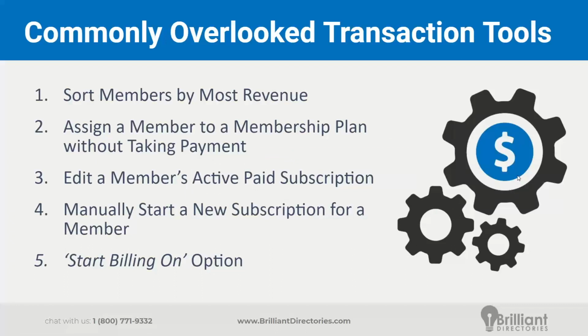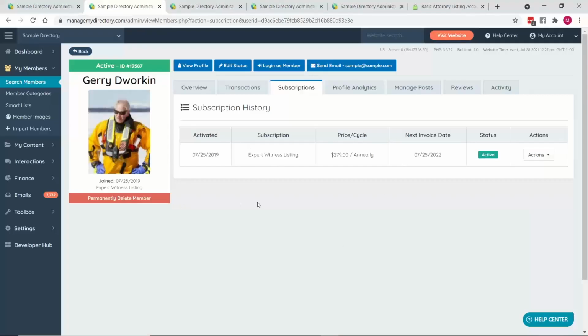Number 4 on the list, manually start a new subscription for a member. So let's say you're on the phone with someone, they're on a free plan, they want to upgrade to a paid plan. So you use the quick edit to change their plan, but now you need to actually bill them and start the subscription. You can do that here also when you're looking at a member's account. What you want to do is go to the Transactions tab.